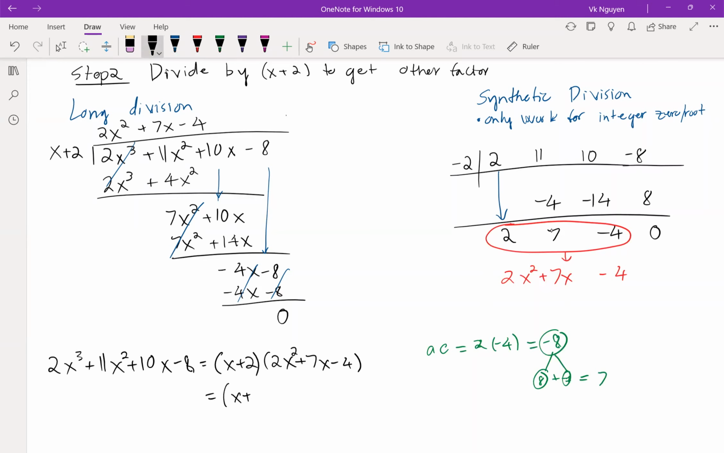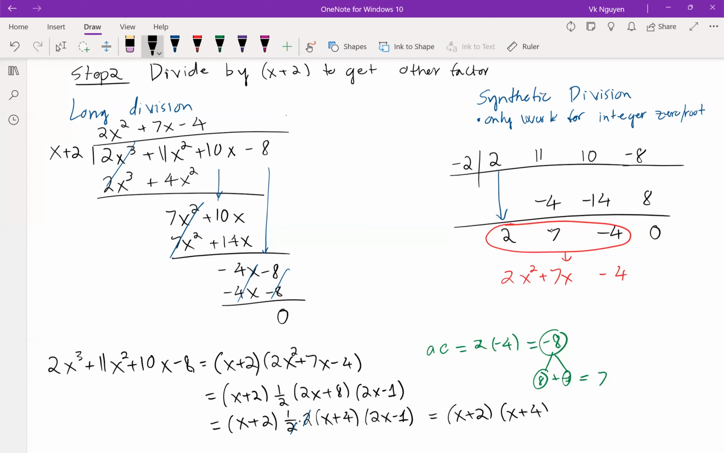This would become x plus 2, 1 over 2 times 2x plus 8, 2x minus 1, x plus 2 times 1 over 2. Well, we can factor out the 2 from 2x plus 8: x plus 4, 2x minus 1, and ta-da! The half and 2 cancel out, which gives us x plus 2, x plus 4, 2x minus 1. Amazing, huh?